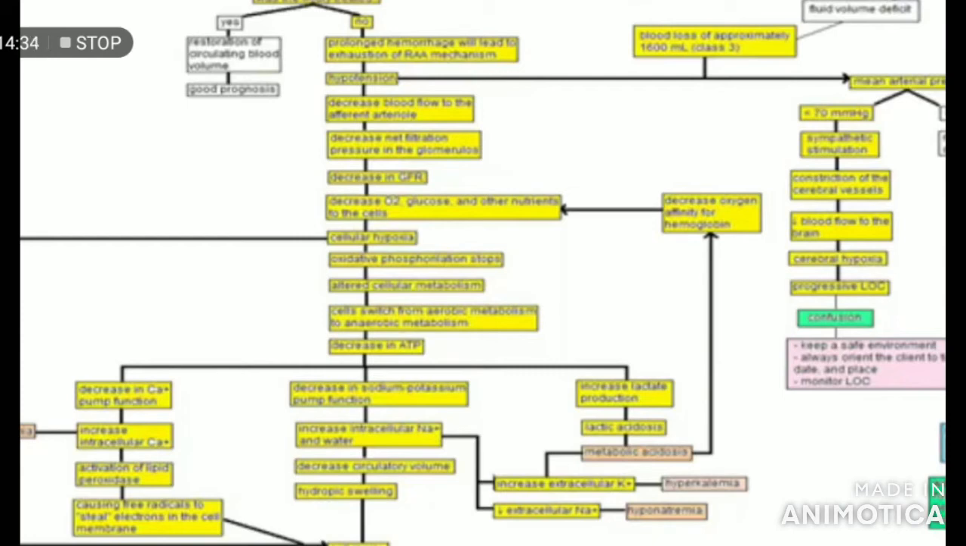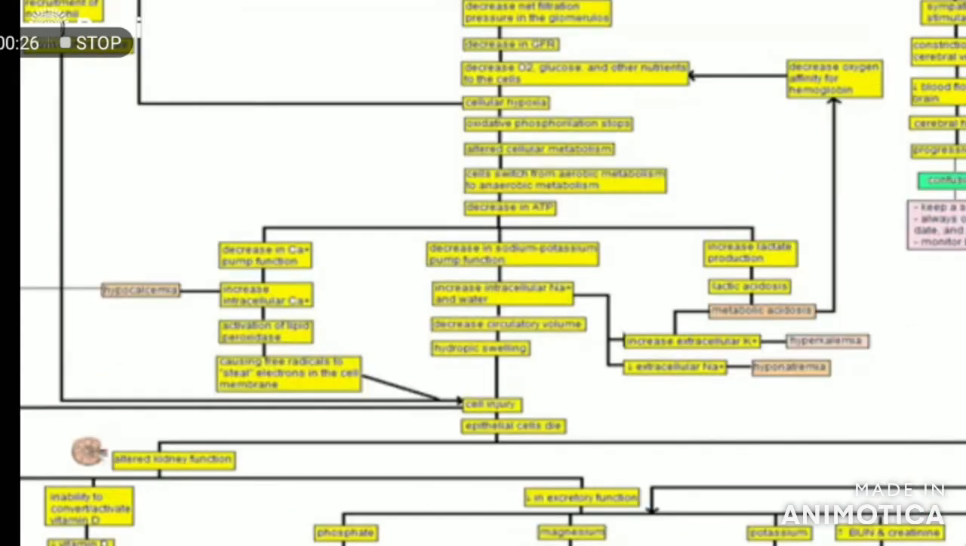Then cells switch from aerobic metabolism to anaerobic metabolism, in which ATP is decreased. A decrease in ATP will lead to a decrease in calcium pump function, which will then increase intracellular calcium. Then there is an activation of lipid peroxidase, causing free radicals to steal electrons in the cell membranes, which will lead to cell injury. Also, ATP decreases sodium-potassium pump function, which leads to increased intracellular sodium and water.